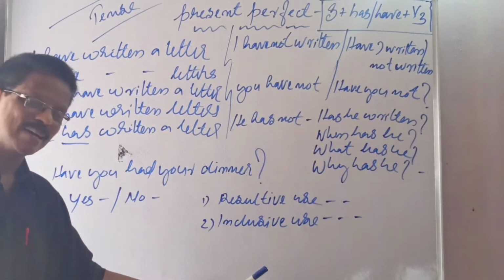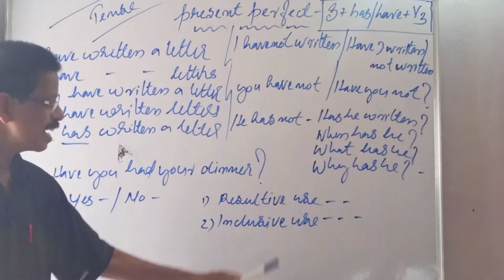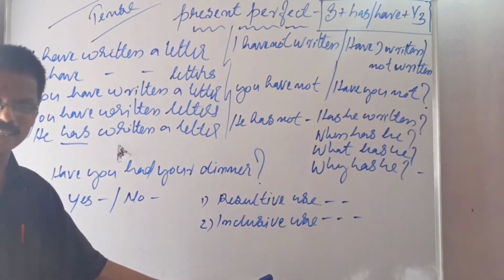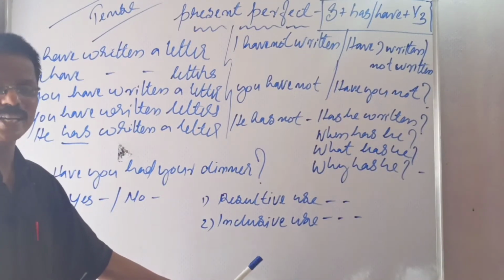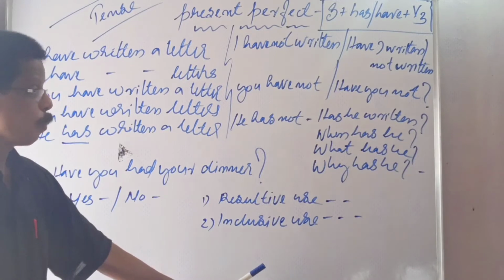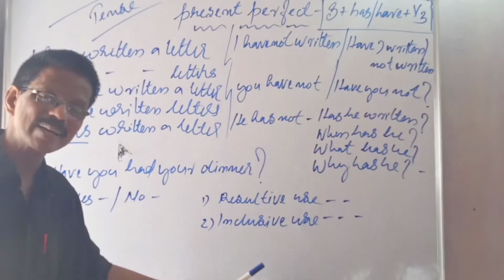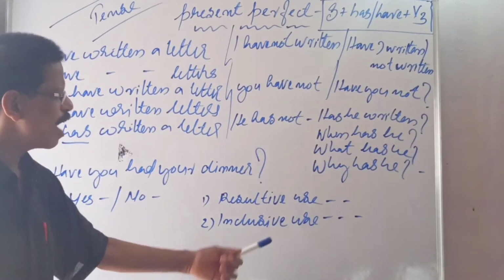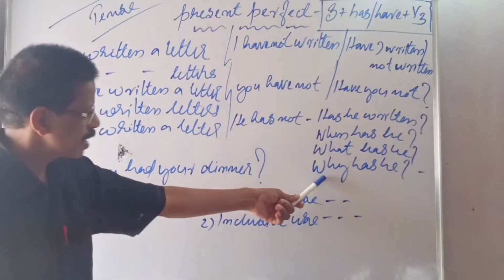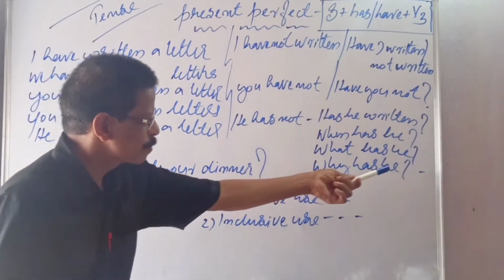Has he not written? Has he written? You see? When has he written? Was it this week or this year, yesterday or whenever? When has he written? What has he written? How has he written? Why has he written? Question word plus auxiliary verb plus subject plus verb.